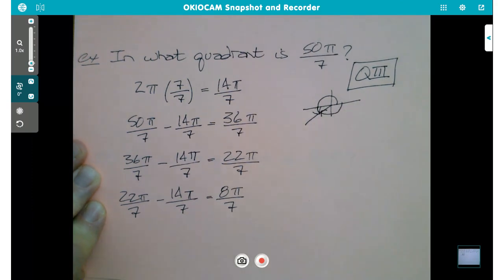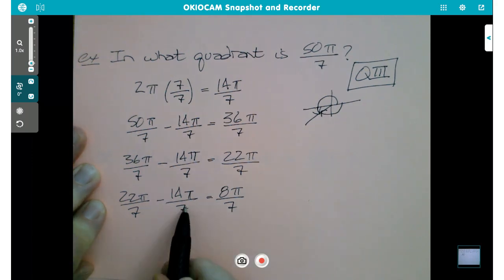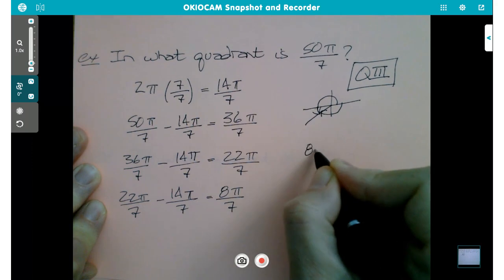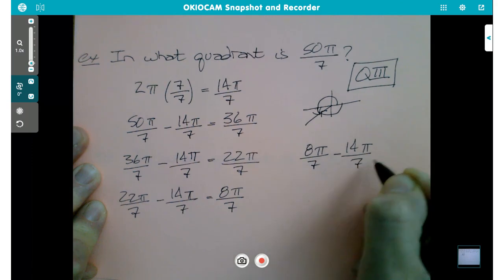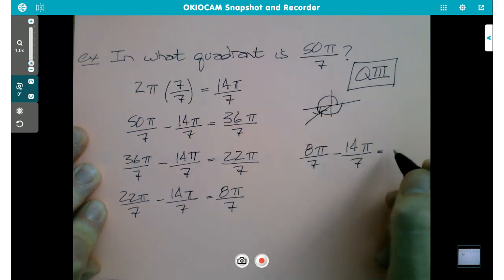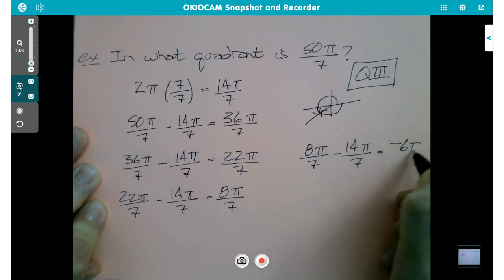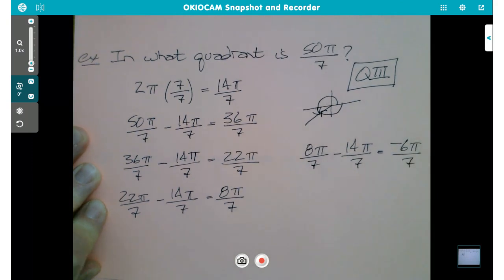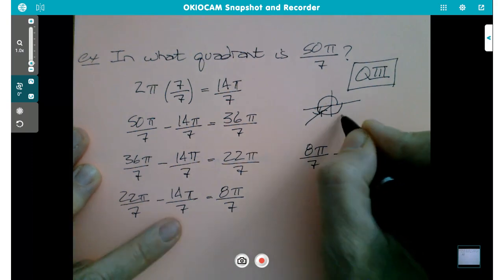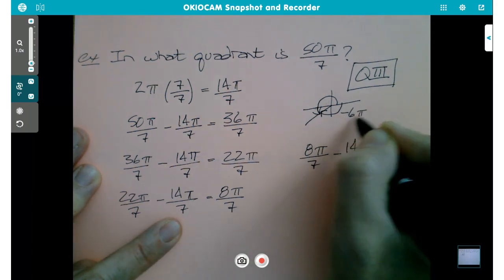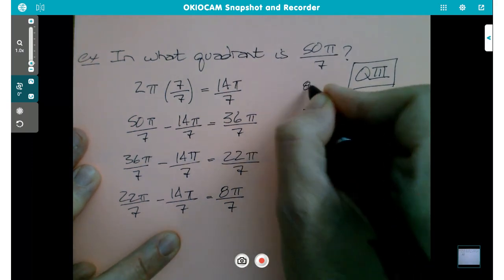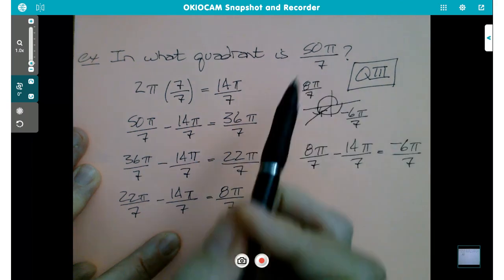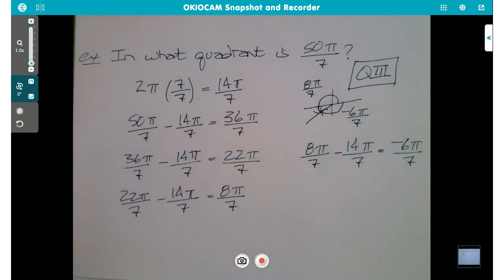If I happen to want to know a negative measure for a coterminal angle with this one, I can subtract that 2 pi one more time. 8 pi over 7 minus 14 pi over 7. So this angle is coterminal with an angle whose measure is negative 6 pi over 7. So I could go in the negative direction, negative 6 pi over 7, or in the positive direction counterclockwise, 8 pi over 7, and get angles that are coterminal with 50 pi over 7.